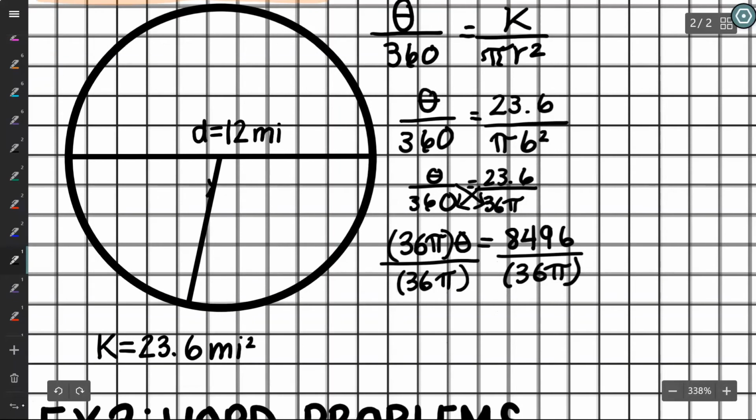Alright, so this is going to cancel. I have theta equals 8496 divided by 36 pi, which gives me 75 degrees, and this is my final answer. I accidentally gave the answer away, but that's fine. Alright, we're going to do one more example of this.